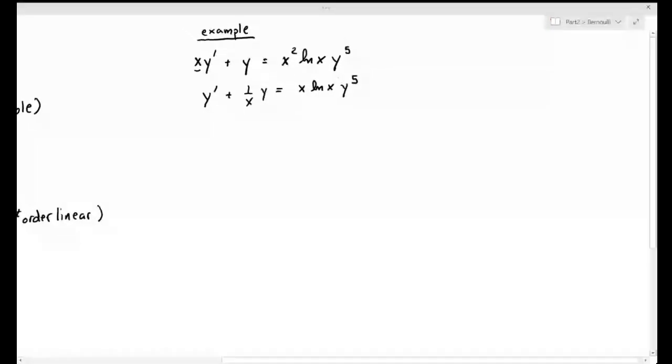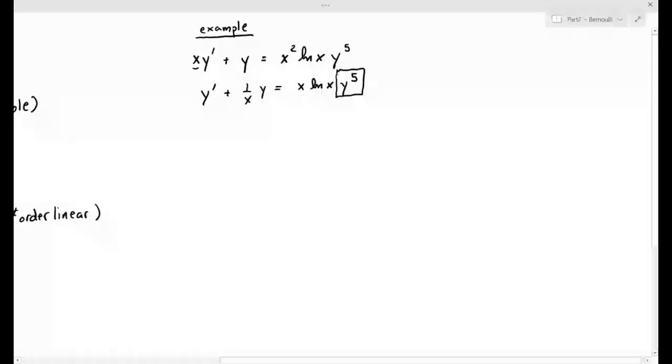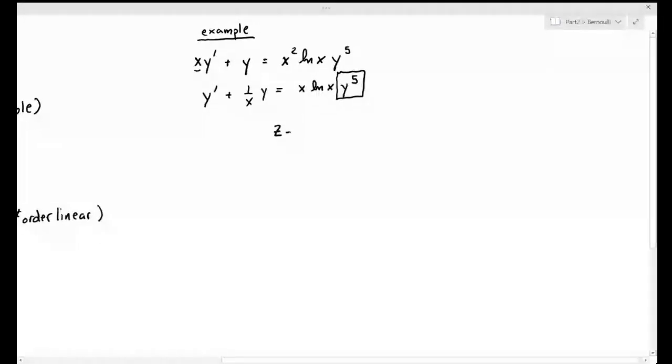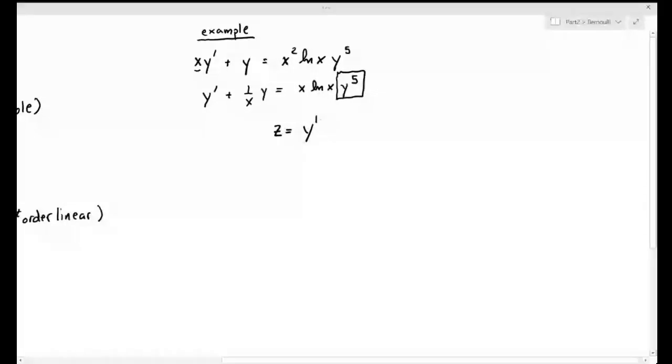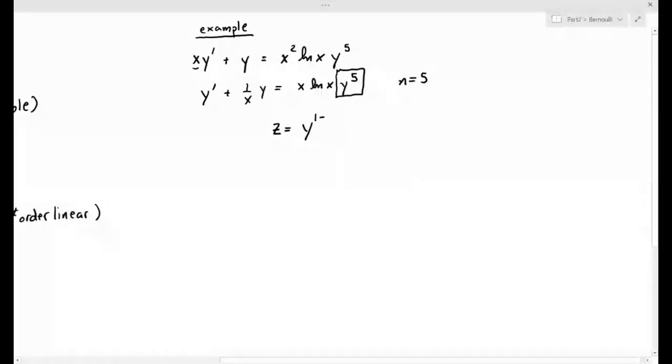Okay. And if it weren't for this factor, y to the power 5, this would be first order linear. But here it's Bernoulli, so we know that we should do a change of variable where the new variable should be y to the power 1 minus n. Here n is 5.